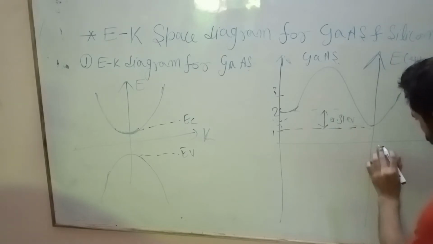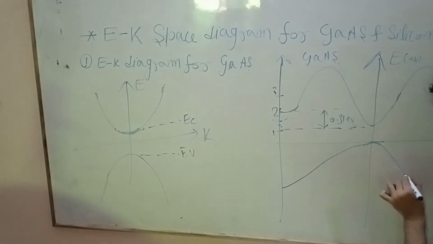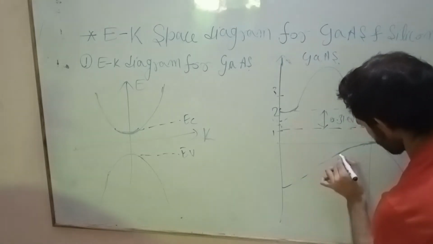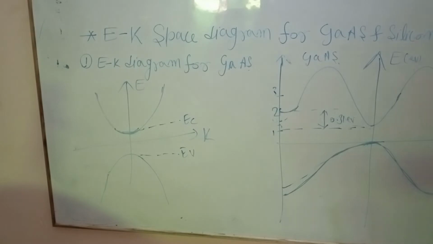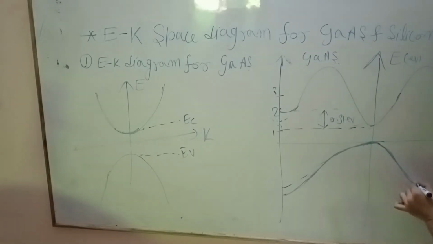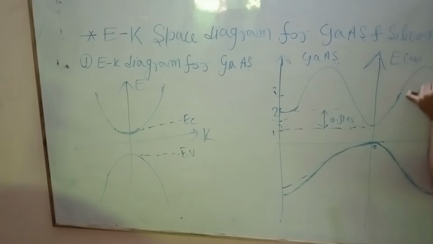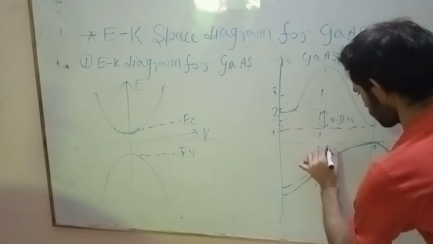Okay, so for the valence band, this maxima occurs at this point. This is the maxima that occurs in the case of the valence band. This is the E-K space diagram for gallium arsenide. Both are occurring at the same value of K. So this is K, and this is the K value, like pi by A, and this may be here minus pi by A.